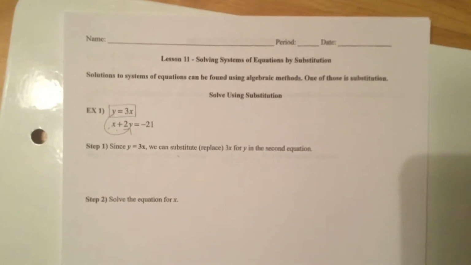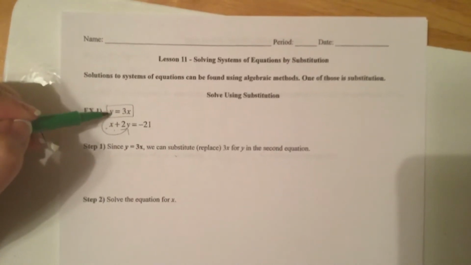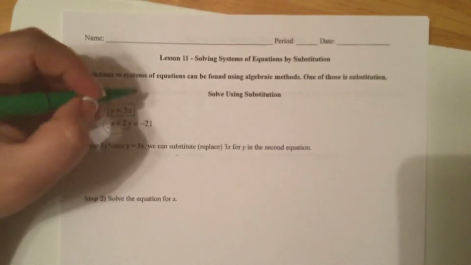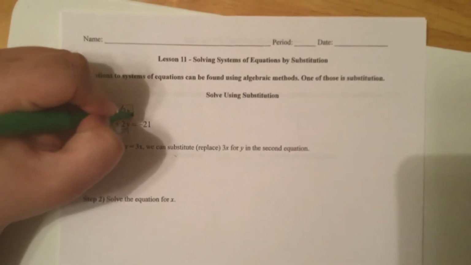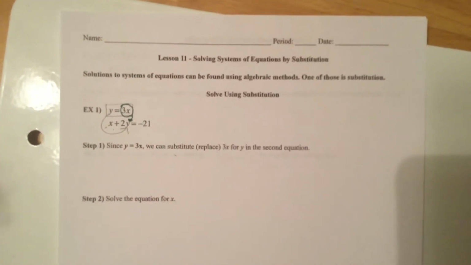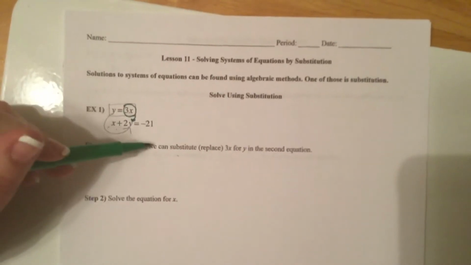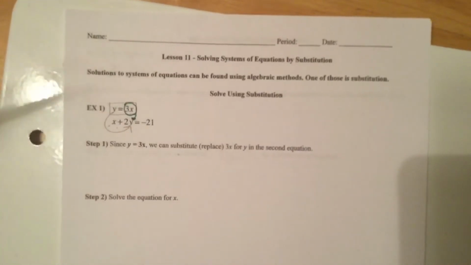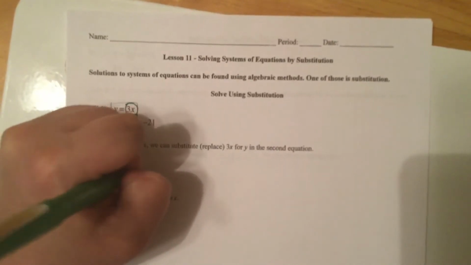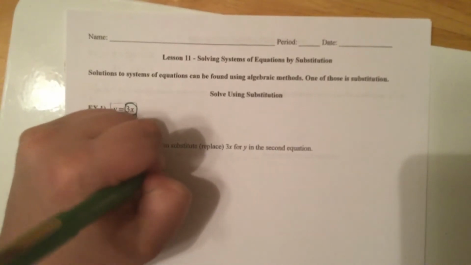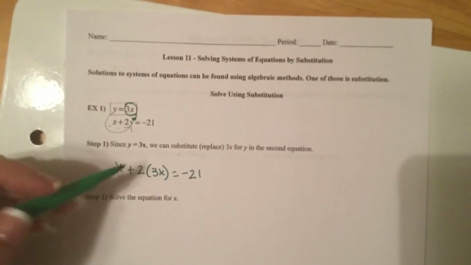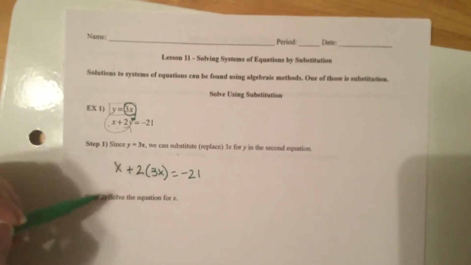Now, this one's quite easy because we already know that one of the variables equals 3x, so y equals 3x, which means we can take this right here and substitute it into this equation for y. Since y equals 3x, we can replace the y in the second equation with 3x. I'm going to write that out right now: x plus 2 times 3x equals negative 21.